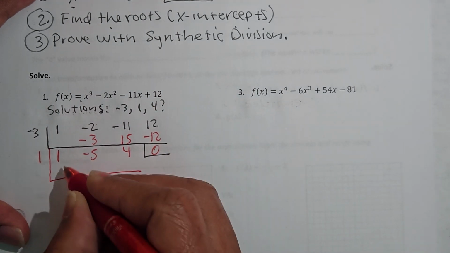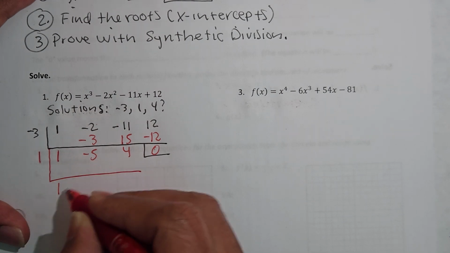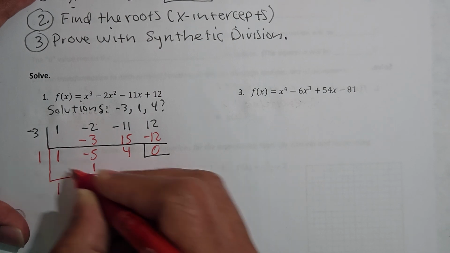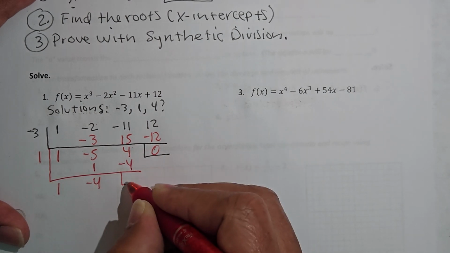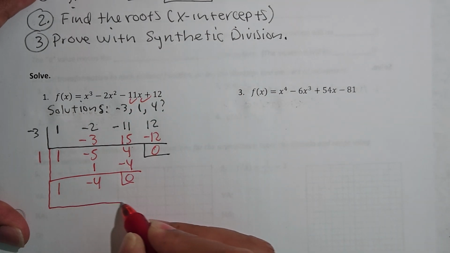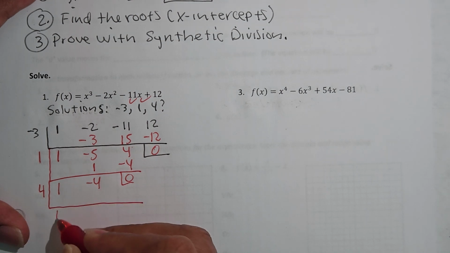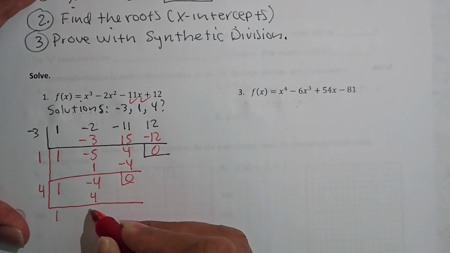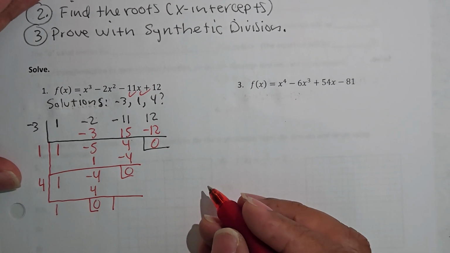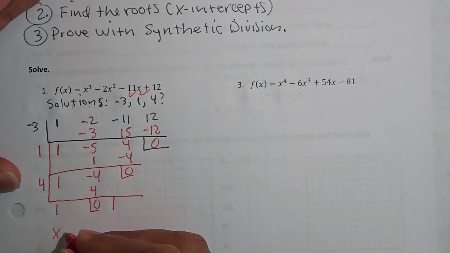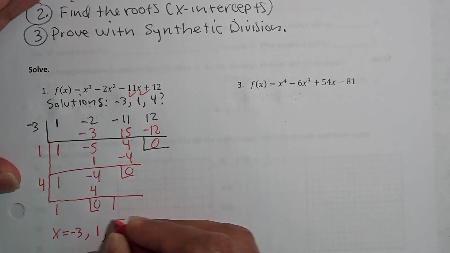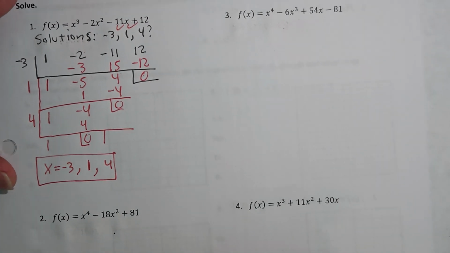Now this is when x is 1. Again, drop the 1, 1 times 1 is 1, and -5 plus 1 is -4. 1 times -4 is -4, and 4 minus 4 is 0. So this one also checks. Then let's check the last solution from the calculator, when x is 4. 4 times 1 is 4, and -4 plus 4 is a 0 remainder. So our solutions are correct. The solutions for this polynomial are x equals -3, 1, and 4. That's all for the first example.